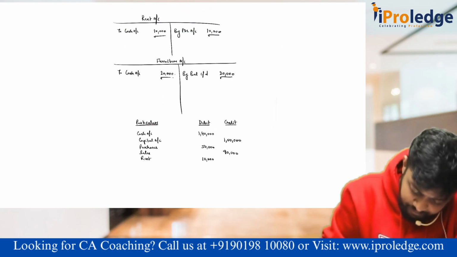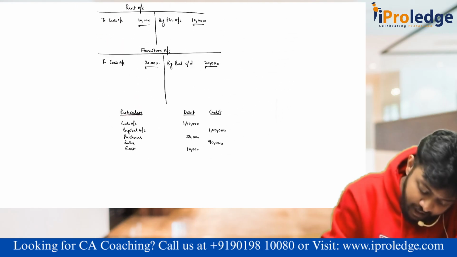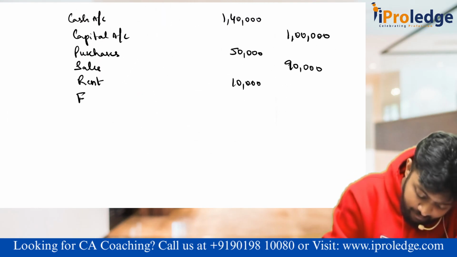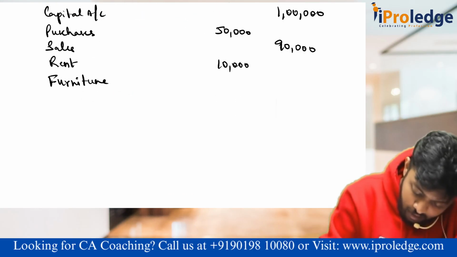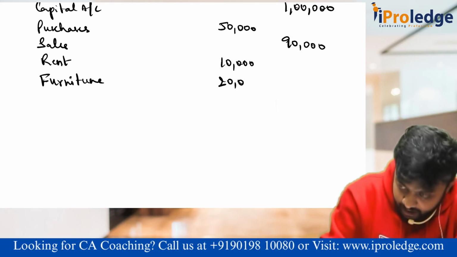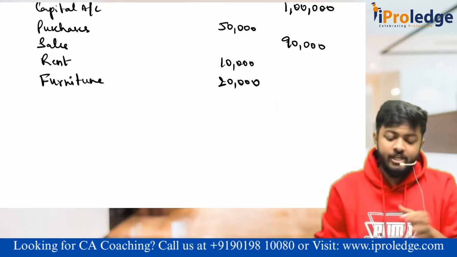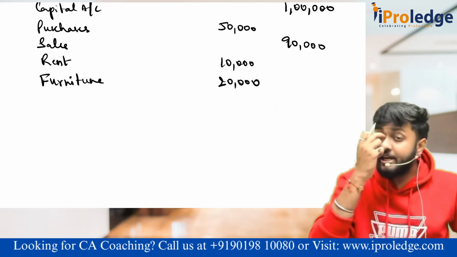Then furniture. Furniture is an asset. That will have a debit balance, 20,000. So done. All the ledger accounts have been posted. We have put it in the trial balance.